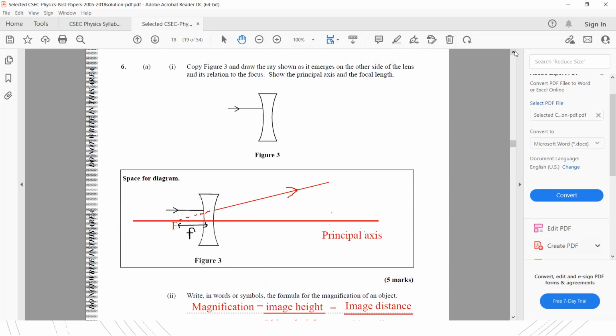Now this question is a lens question, and it says you are to copy the figure and draw the ray as it emerges on the other side of the lens and its relation to the focus. Show the principal axis and the focal length.